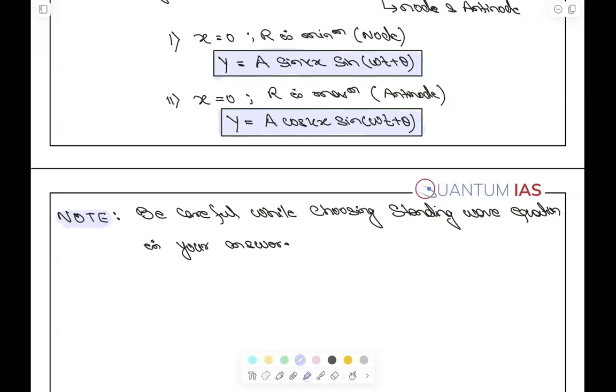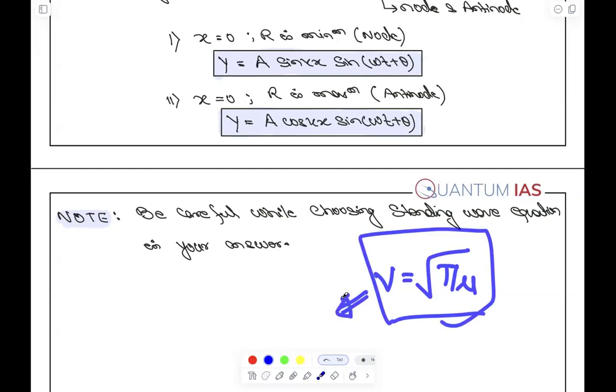If I ask you, what is the speed of a wave on a string? Wave on a string, speed. Anyone? Do I need to teach that also? Speed of a wave on a string. Root under T by mu, yes or no? How many of you know this thing? That is the speed, root of T by mu. Can I expect these 11th class basic concepts from you guys?